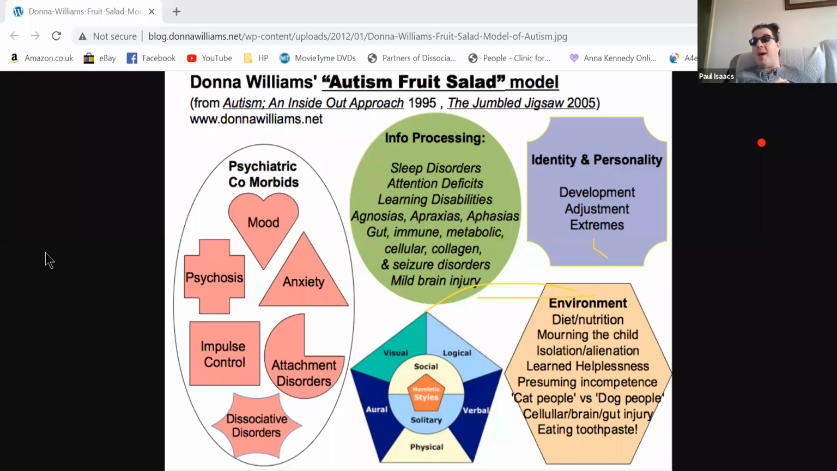So gut immune and metabolic disorders. Gut immune and metabolic disorders can, in the most simple terms, cause pain. And pain is going to affect information processing. Pain is going to affect the way the person views themselves. Pain is going to affect association. Pain may mean, in the most severe forms with some of these conditions, they are in and out of hospital. Being in and out of hospital means there's gaps in development.